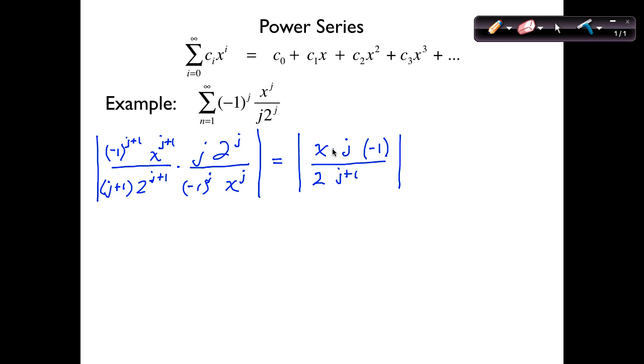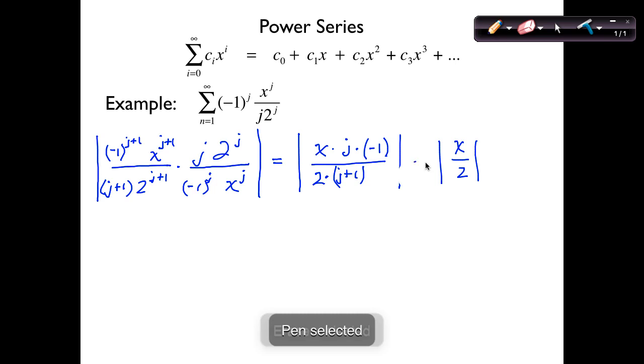Okay, j is going to get big. If you had i's, it's the exact same thing, right? It's just a different symbol. It means the exact same thing. So you could use i's, j's, whatever. Okay, limit of this. It's x halves, right? So this goes to x halves as j gets big.